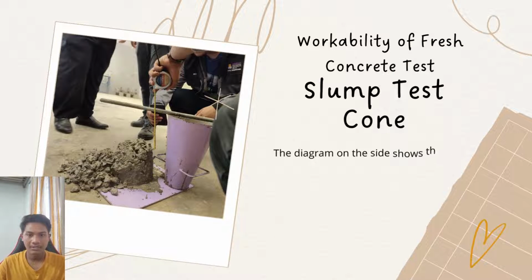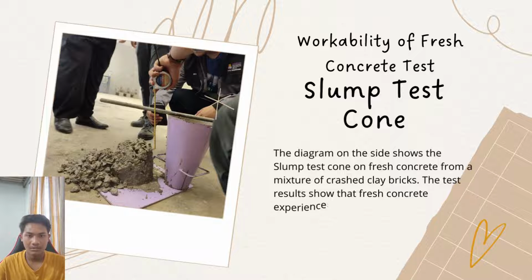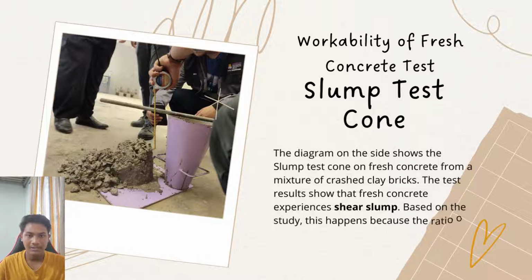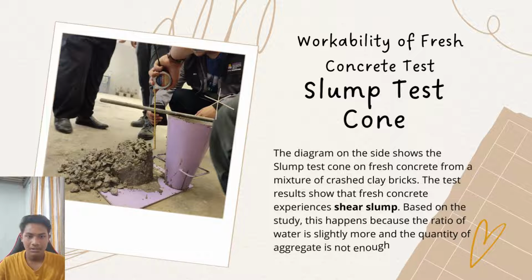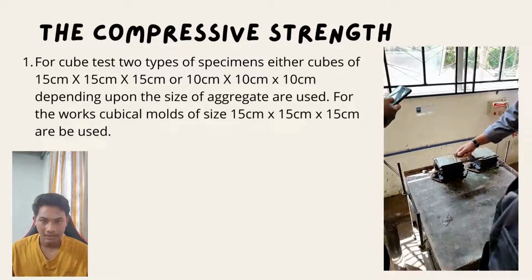Workability of fresh concrete test, slump test cone. The diagram on the slide shows the slump test cone on fresh concrete from a mixture of crushed clay brick. The test results show that fresh concrete experiences shear slump. Based on the study, this happened because the ratio of water is slightly more and the quantity of aggregate is not enough. Next is for the compressive strength.